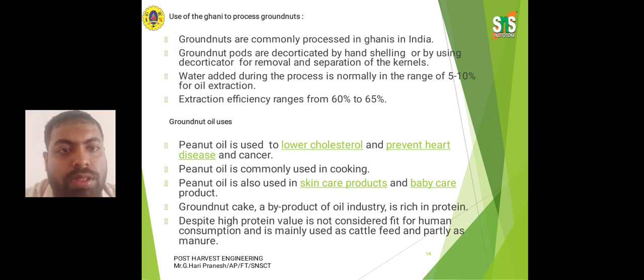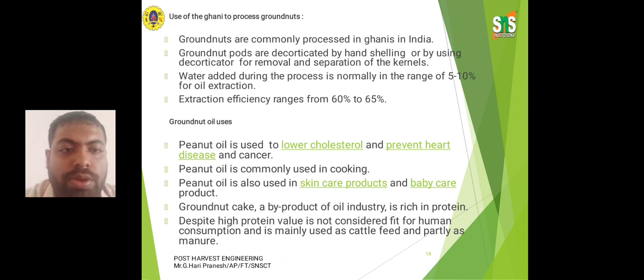Now, the uses of groundnut oil. Peanut oil is used to lower cholesterol and prevent heart diseases and cancer. It is commonly used in cooking. It is also used in various skincare products and baby care products.